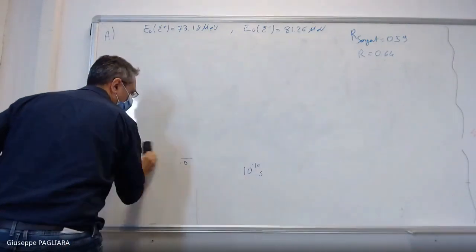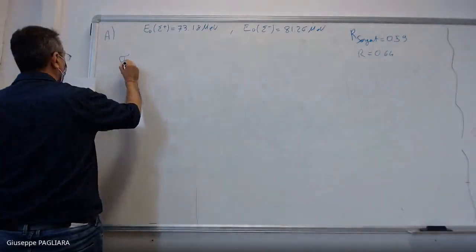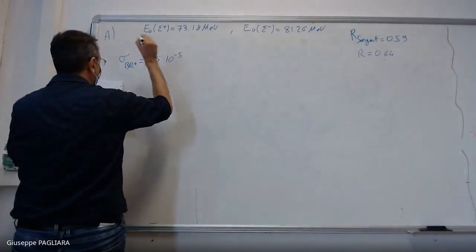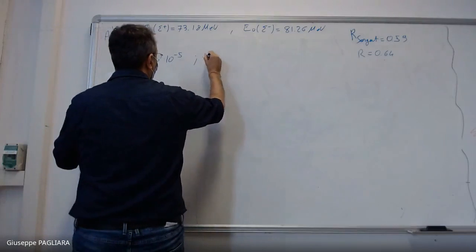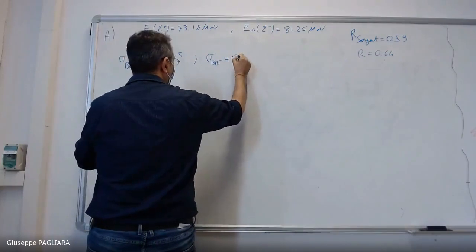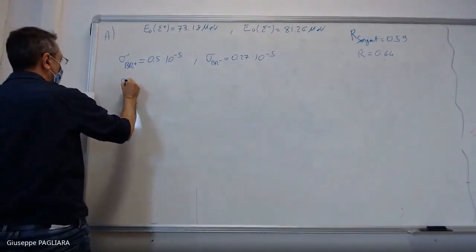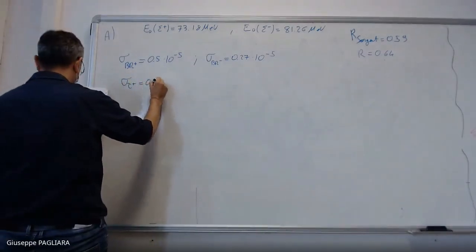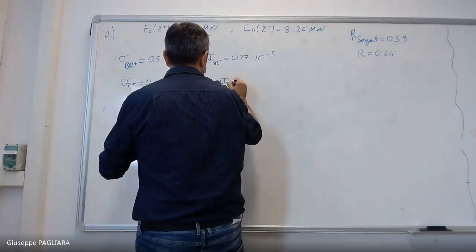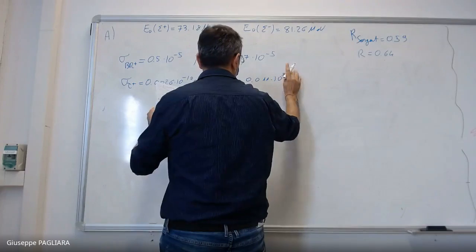The uncertainties are provided in the text as well. Let me just write them here. The uncertainty for the branching ratio plus is 0.5 10 to the minus 5. The uncertainty on the branching ratio minus is 0.27 10 to the minus 5. The uncertainty on the decay time plus is 0.0026 10 to the minus 10 seconds. And the uncertainty on the tau minus is 0.011 10 to the minus 10 seconds.